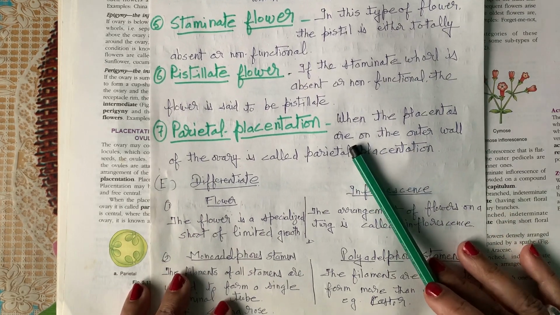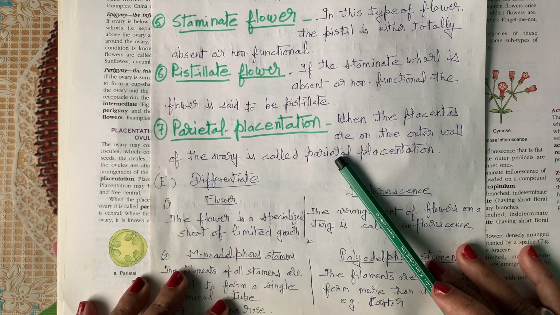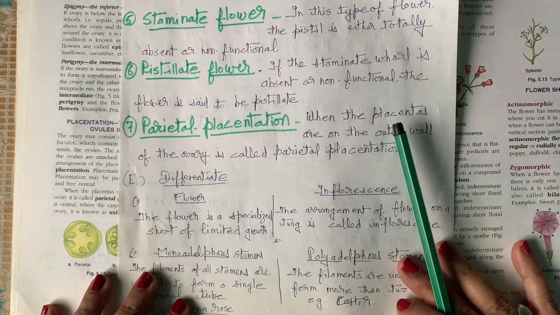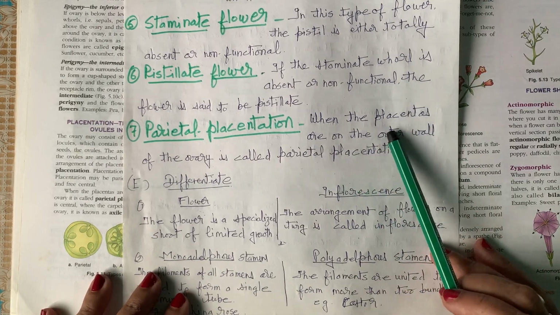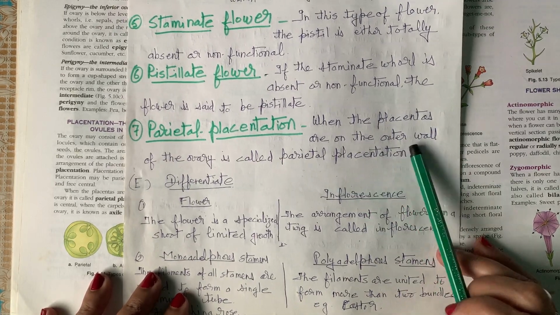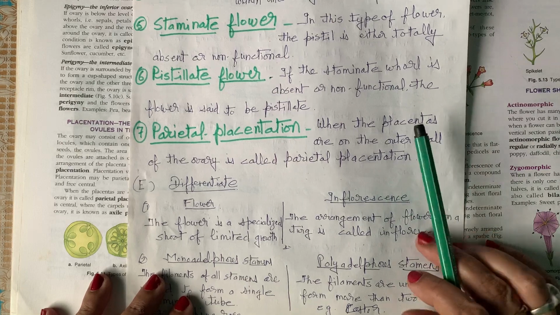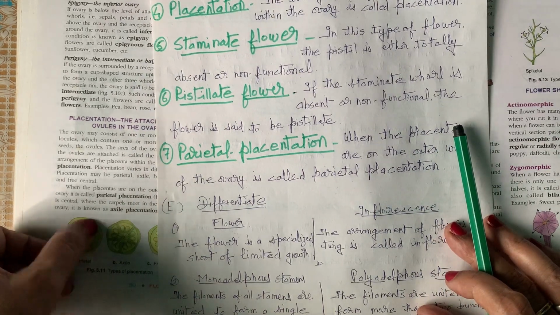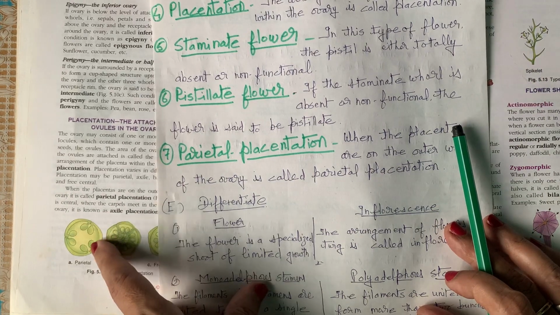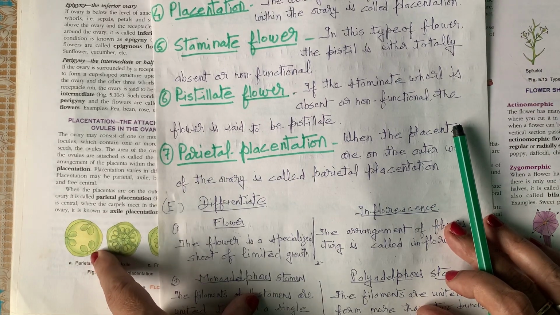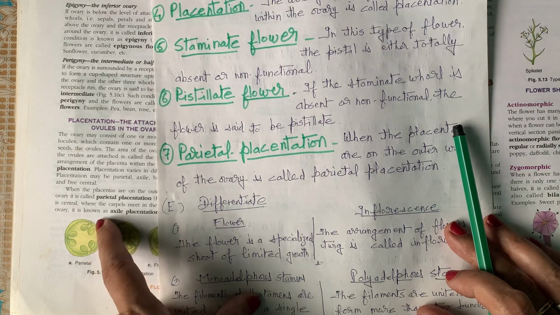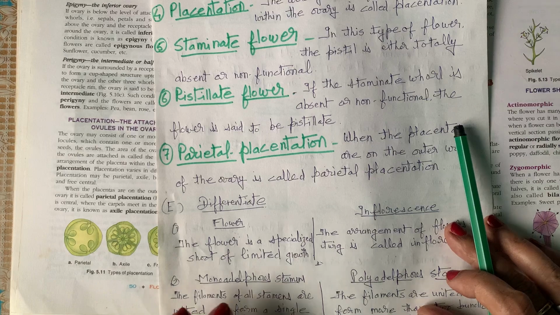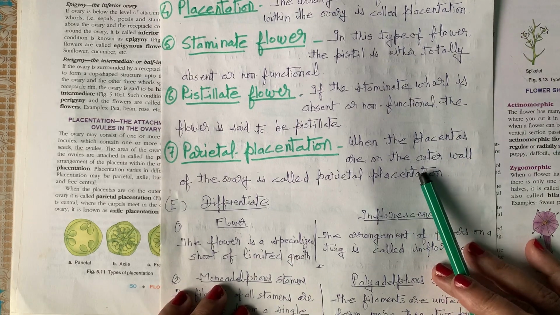Now, what is parietal placentation? When the placentas are on the outer wall of the ovary, it is called parietal placentation. Here you can see the placenta is present on the outer wall of the ovary. This is the placenta, and this is the ovary. So it is present on the outer wall of the ovary, and it is called parietal placentation.